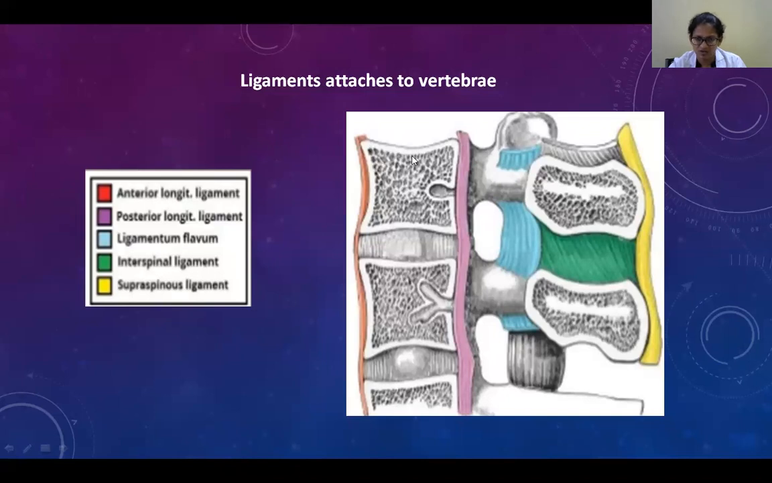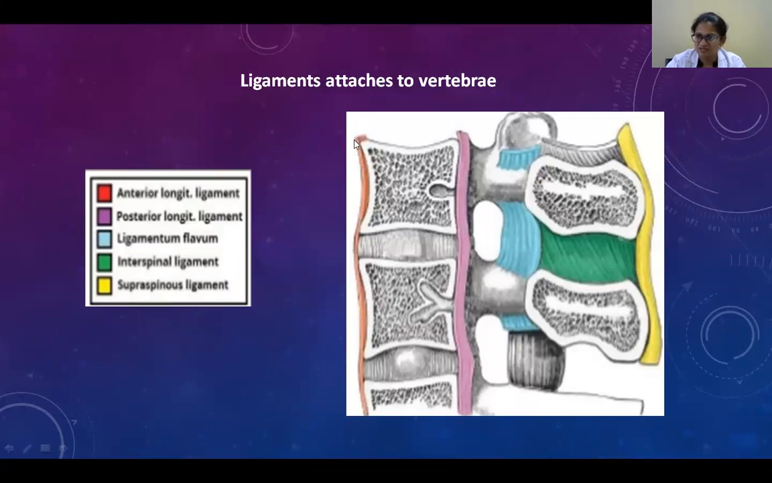This is the body of the cervical vertebra. This is the upper surface, this is the lower surface, this is the anterior surface, and this is the posterior surface. These are the spinous processes.